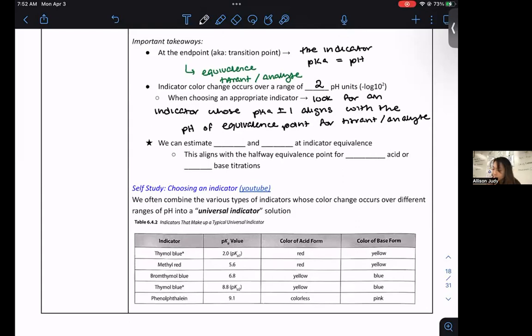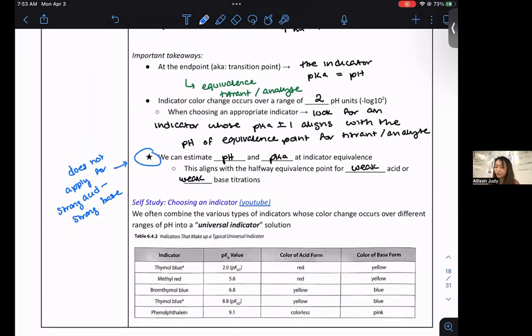And then most importantly, but also not yet, because it really deals with weak acid, weak base chemistry, which is far more complicated than strong acid, strong base: we can estimate pH and pKa at indicator equivalence because this aligns with the halfway equivalence point where half of the acid has been neutralized for a weak acid or weak base titration. And again, I put a star here because this is a sneak peek. This little star does not apply for strong acid, strong base chemistry, because we know for strong acid, strong base, neutralization is just pH 7. But this indicator study is really giving us a sneak peek into future topics.